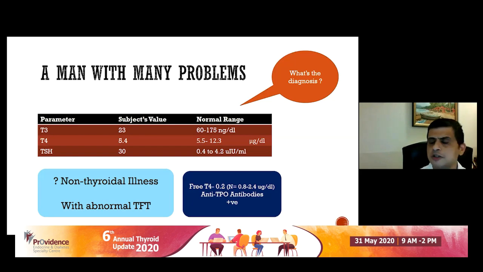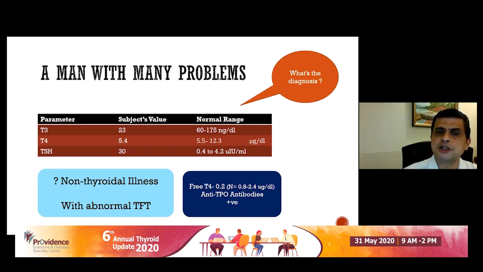Because all sorts of abnormal TFTs can be found in sick patients. Because this patient had liver disease, we did the free T4 and the free T4 was 0.2. So the free T4 was very low. And in this patient, the anti-TPO antibodies were also positive. So ladies and gentlemen, why am I showing this case? I'm showing this case to suggest that not all patients who are in the ICU and have abnormal thyroid function tests have sick thyroid syndrome or non-thyroid illness. Some of them may have genuine hypothyroidism.